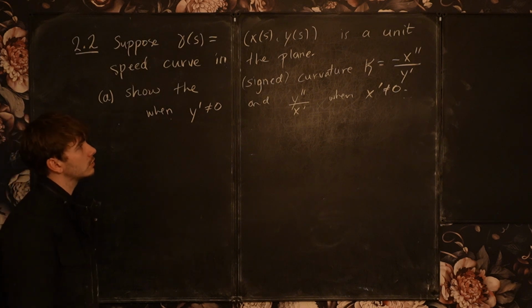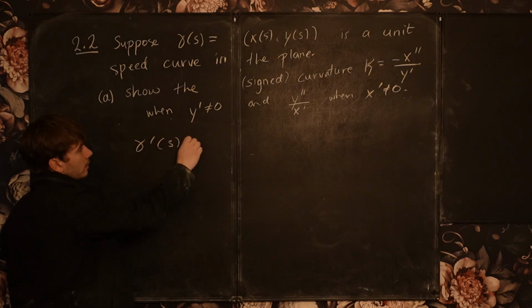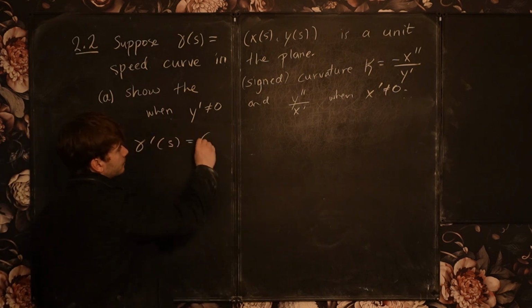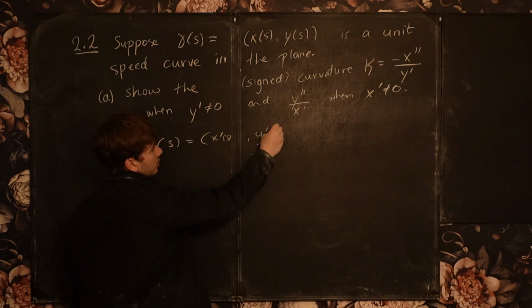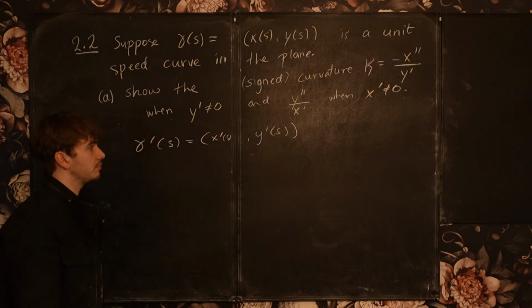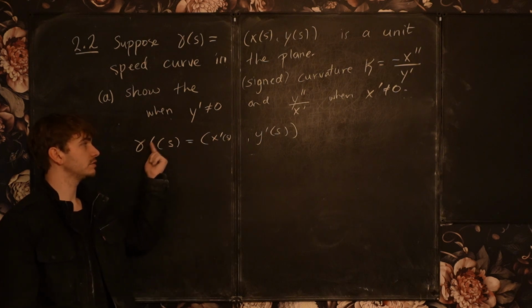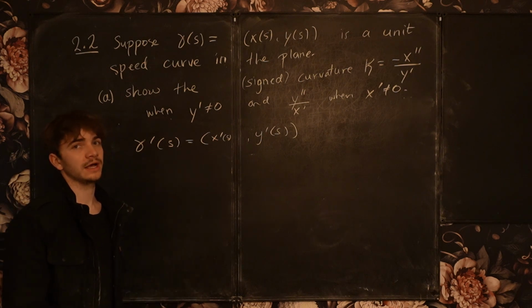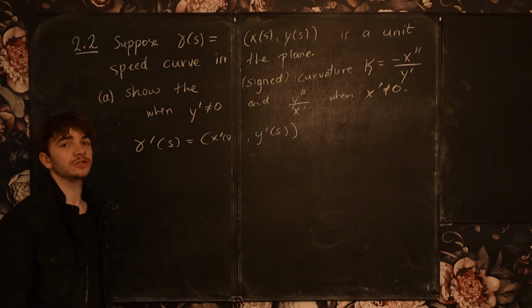So, to calculate the signed curvature kappa of this unit speed plane curve, we're first going to take gamma prime of s, and this is just going to be x prime of s, comma y prime of s. I'm going to start omitting the s dependence from now on. Notice that these primes are all derivatives with respect to s, which is the parameterization of the curve, and it's an arc length parameterization because this is a unit speed curve.